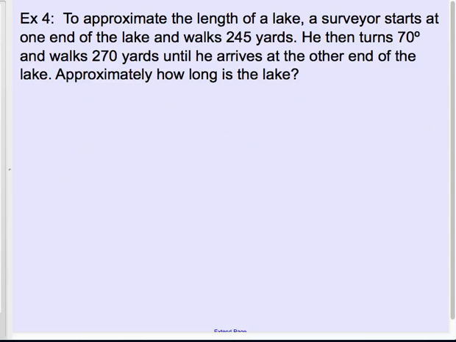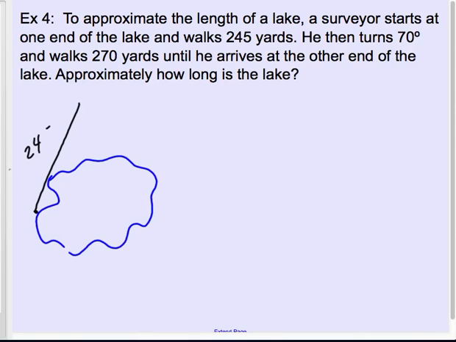And last of all, applications of law of cosines, i.e. word problems. So I'm looking at this, and the surveyor is trying to figure out how long a lake is. So I'm going to draw my lake. Okay, so here's my lake, and he starts at one end of the lake, and he's probably going to approximate the end of the lake since it's not shaped perfectly, so I'm going to say he starts here and walks 245 yards. Well, obviously he's not walking into the lake, so let's say he heads off in this direction, 245 yards.